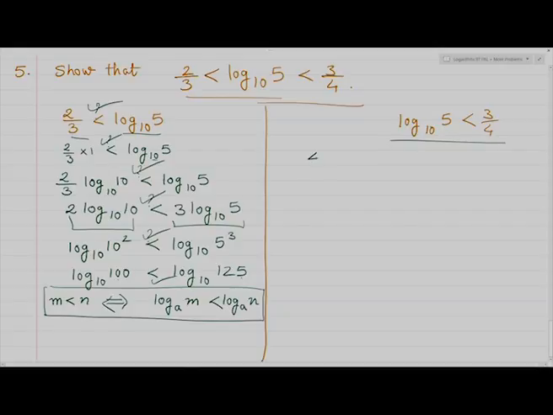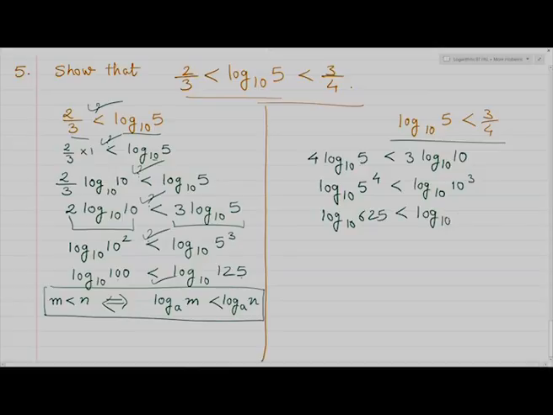Let us see how. 4 into log to the base 10 of 5, which is less than 3 times log to the base 10 of 10. I am just repeating the steps, so I can be a little bit faster. Log to the base 10 of 5 raised to 4, which is less than log to the base 10 of 10 raised to 3. What is 5 raised to 4? 5 raised to 4 is equivalent to saying 25 square, which is nothing but log to the base 10 of 625, which is less than log to the base 10 of 1000. Right. So, is this true?